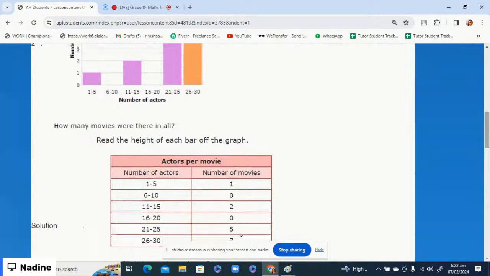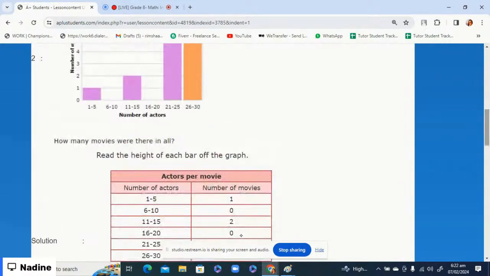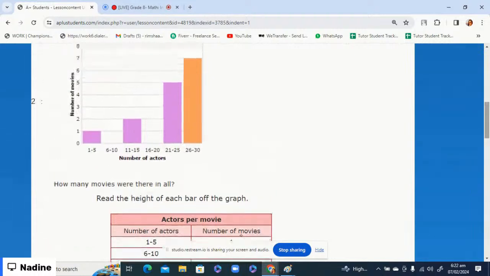So for the first, 1 to 5, how many of it? It's only one. 6 to 10 is nothing, so it means that it's 0. 11 to 15, how much of it? It's 2. 16 to 20, again 0. 21 to 25, check. How much of it? It's 5. Then 26 to 30, it's 7.